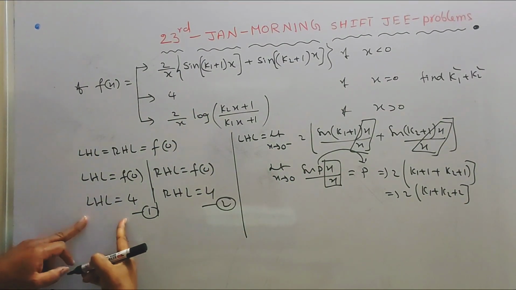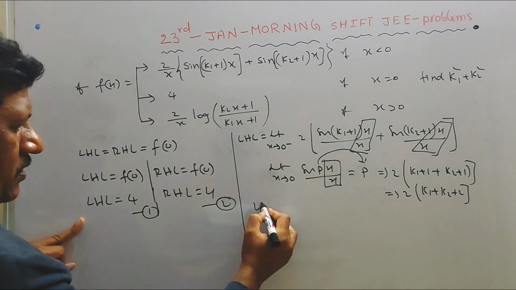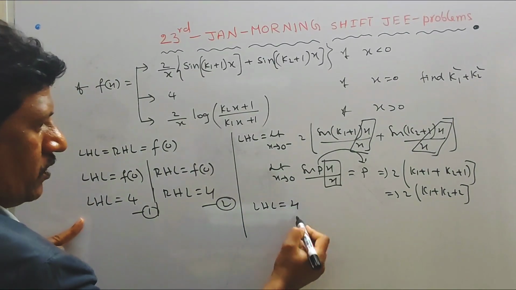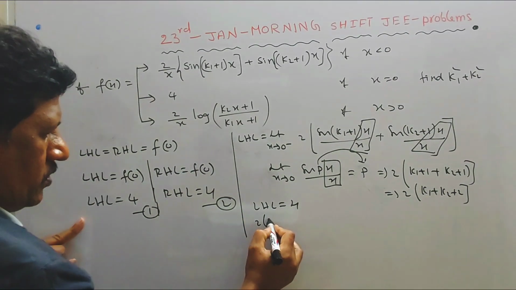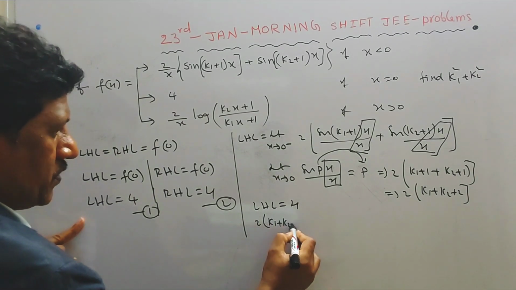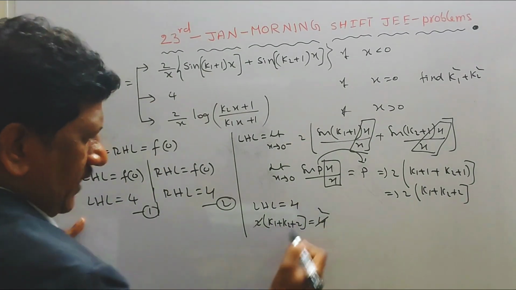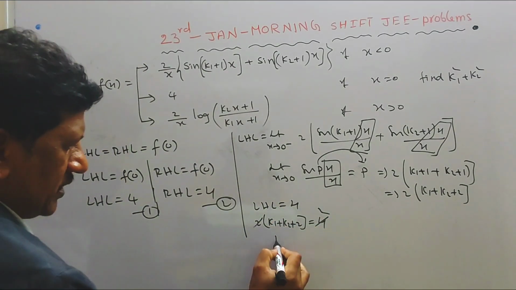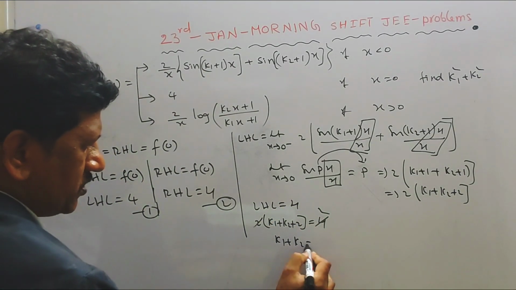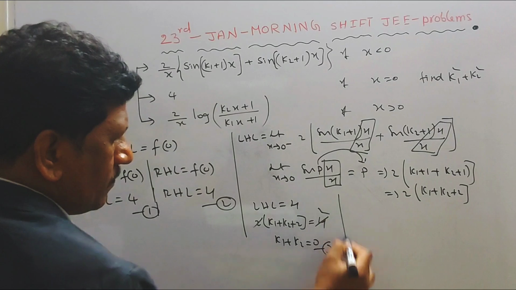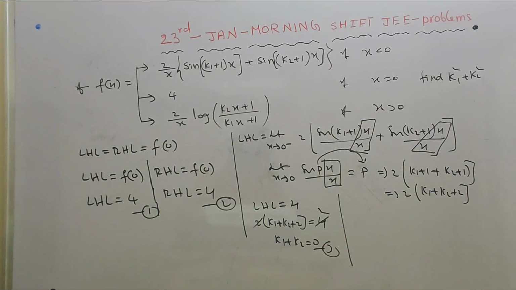This is the answer for LHL. Then use this condition: LHL is equal to 4. That means 2 into (k1 plus k2 plus 2) is equal to 4. The 2 cancels, so k1 plus k2 is 0. This is called equation number 3, the third equation. K1 plus k2 we got it.